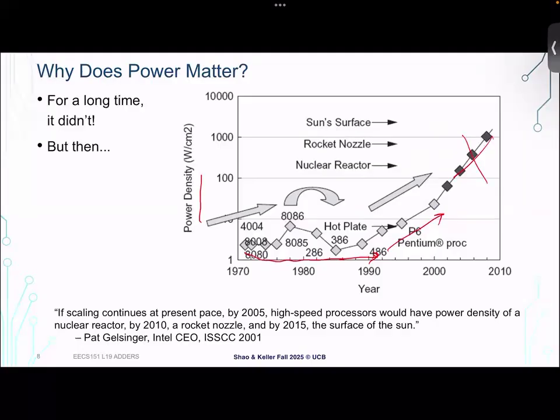But it meant that in the late 90s and early 2000s, digital designers suddenly started having to take power really seriously. So we're going to talk about some of that today. We're going to talk about how you analyze it and how you optimize it.